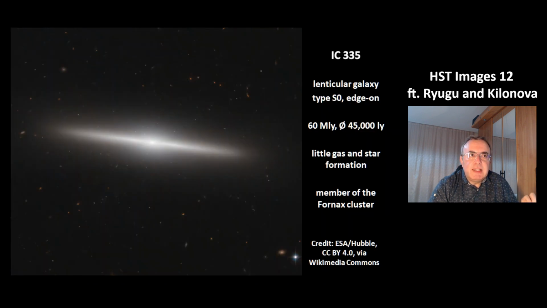This is the lenticular galaxy IC 335. It is of the type S0, and we can see this galaxy edge on. Its distance is 60 million light years. Its size is about half that of the Milky Way, with a diameter of 45,000 light years. This galaxy contains just little gas, and the star formation rate is low. IC 335 is a member of the Fornax cluster.